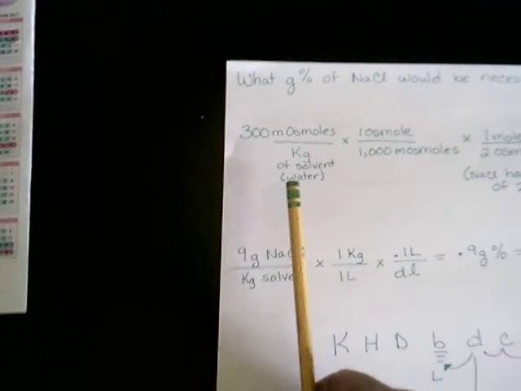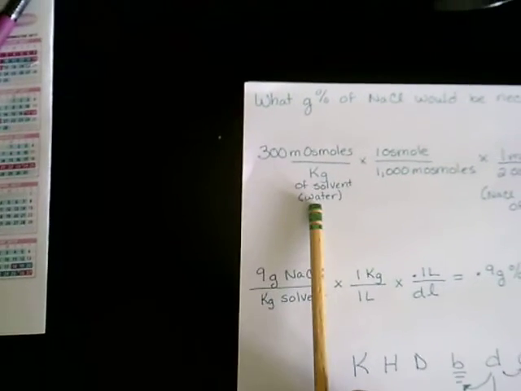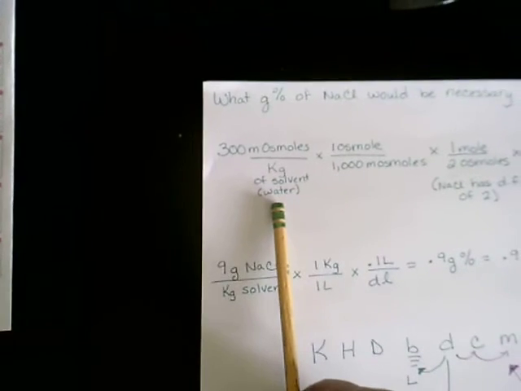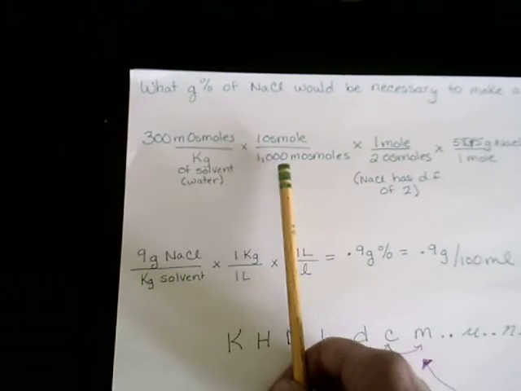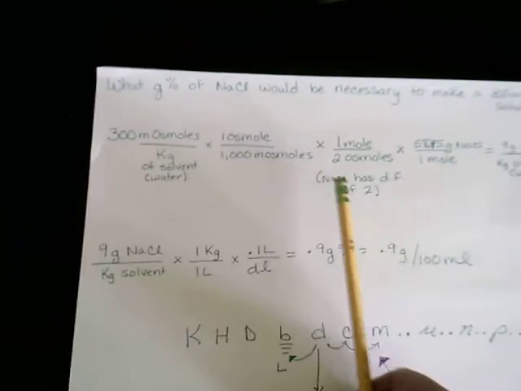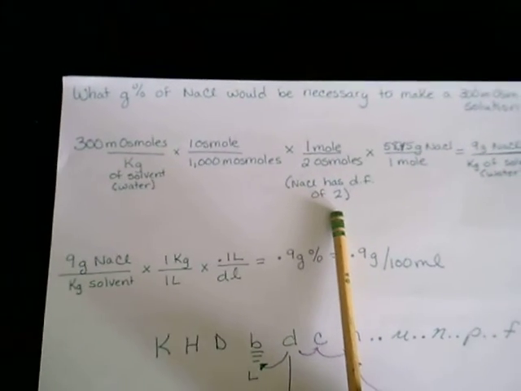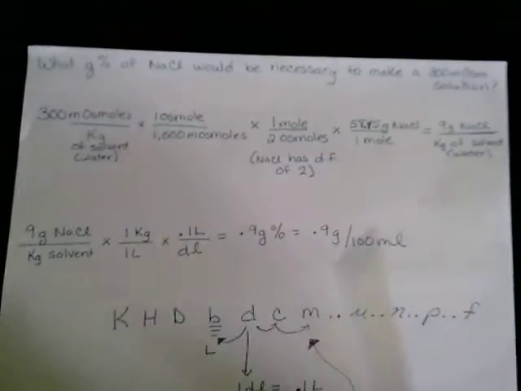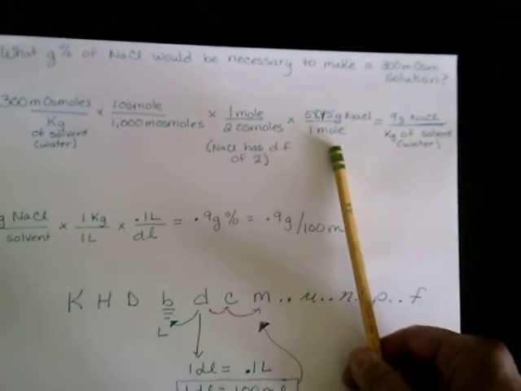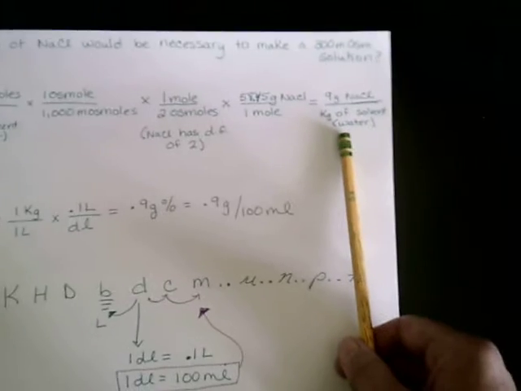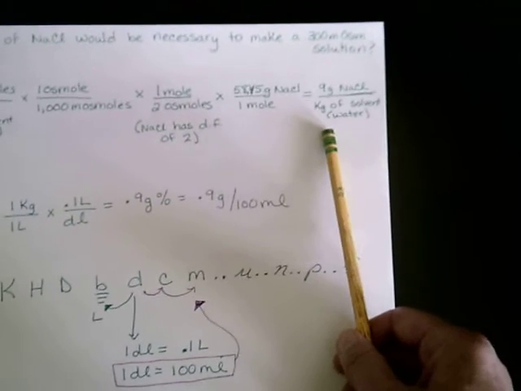The first part you do to set up this equation is start with what you are given, 300 milliosmolal. That's 300 milliosmoles in a kilogram of solvent, which in this case is water. We know that there are 1,000 milliosmoles per 1 osmole. Because we're playing with sodium chloride, it has a dissociation factor of 2. There would be 2 osmoles for every 1 mole. We know that the molecular weight of sodium chloride is 58.45 grams per mole. And this would give me 9 grams of sodium chloride per kilogram of solvent, which is water.